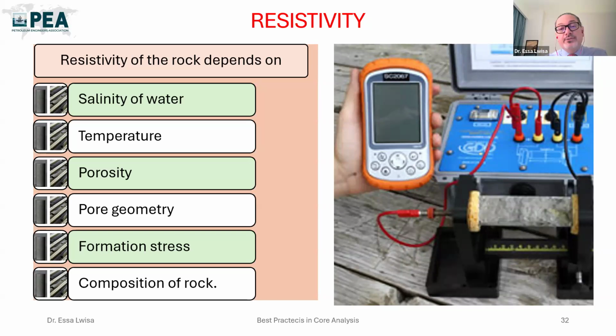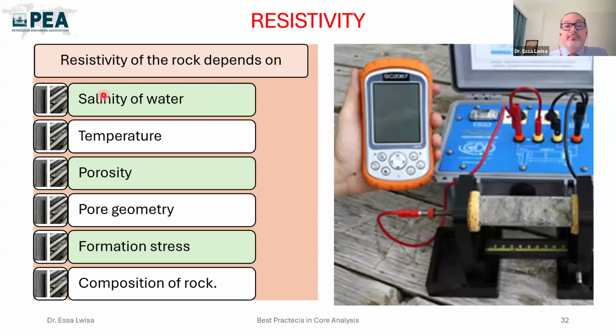If you look closely at the picture, you will see a core sample. Of course, that core sample is saturated with brine, and placed between those two poles. And now we are measuring the resistance of the sample. After that, we apply some calculations, and from the calculations, we will get the resistivity.